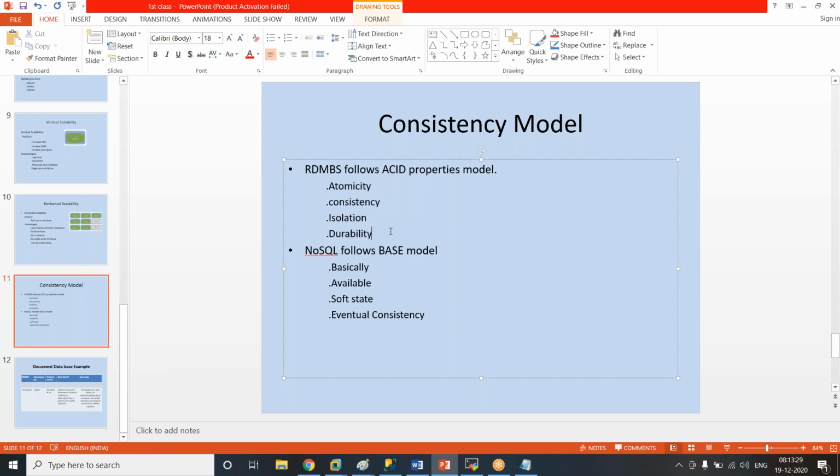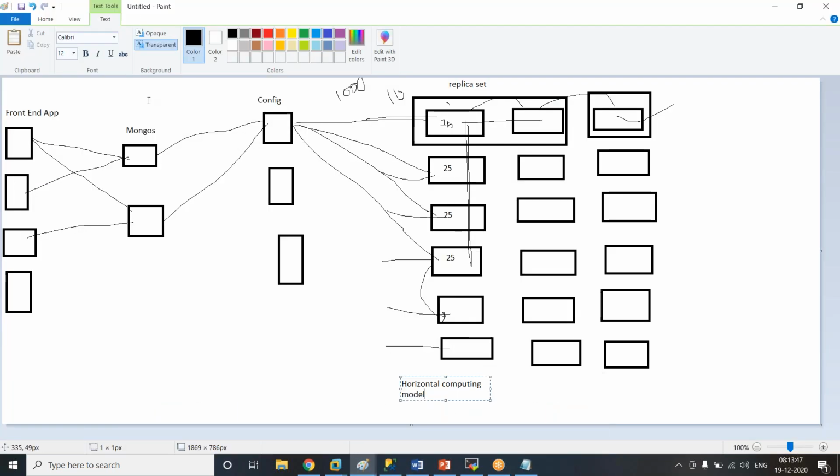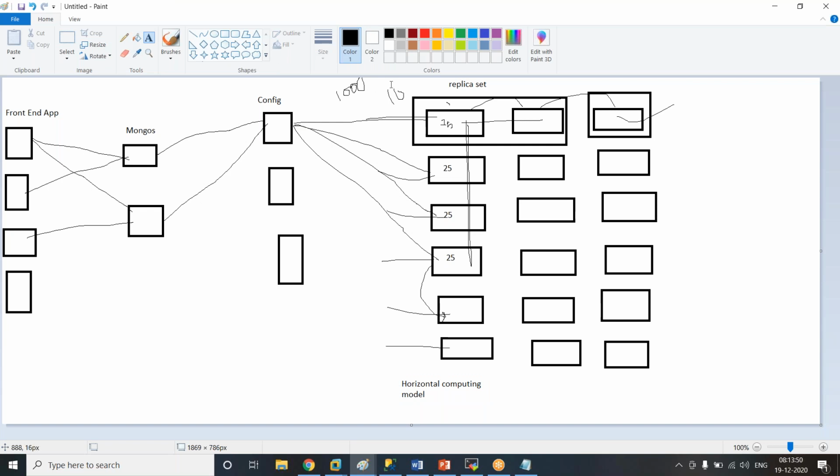So these properties are actually given by the RDBMS systems. These kinds of things are definitely required by the business. NoSQL will follow the BASE model: basically available, soft state, eventual consistency. What exactly does this mean? We do all the write operations on the primary in the replica set. If it is not a sharded model, you write the data here, and you read the data from there. But from here to there it is asynchronous; there is no synchronous replication.